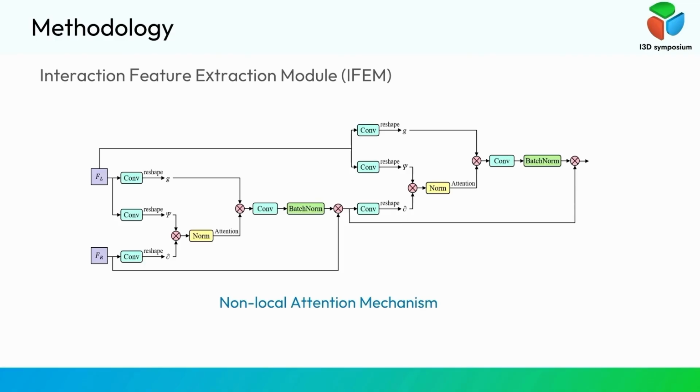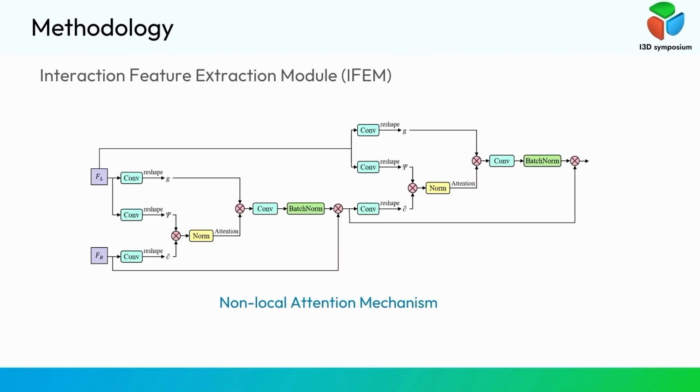Next, let's look at the Interaction Feature Extraction Model, or IFEM. Its main goal is to capture how the left and right hands interact. Instead of just using local convolutions, the interaction feature extraction model applies non-local attention, allowing it to understand global relationships between the two hands, even if they are far apart in the image. This is important for modeling complex actions like grasping or manipulating objects, where both hands influence each other.